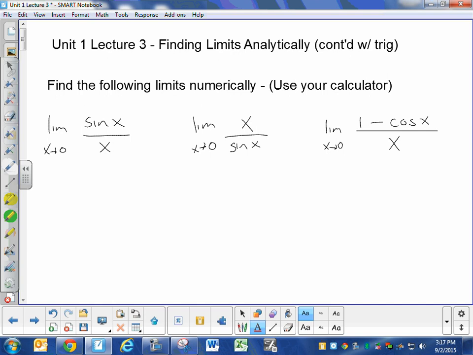Okay? And this is more limits that we're finding analytically without the use of our calculator. And these will all involve trig functions. Okay? And these are 3 special ones that we're going to have to know, especially the one on the left.